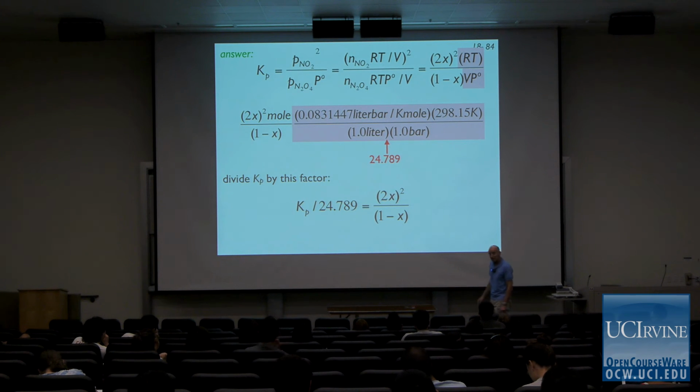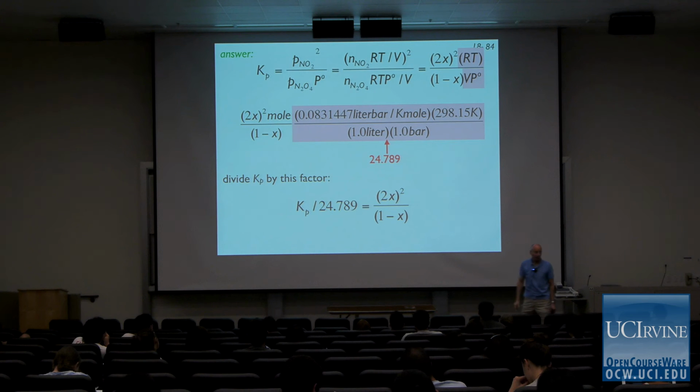Right? The P0 is important. Without that P0, you're not going to get a dimensionless quantity in this pink rectangle here. It's not going to be dimensionless. You see, bar cancels with bar, liters cancel with liters, moles cancel with moles, K cancels with K.